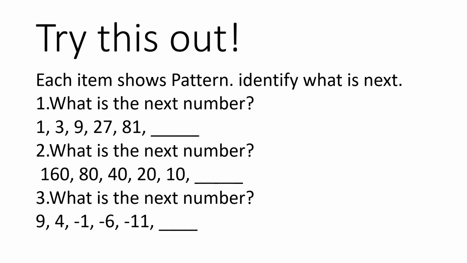Okay. So try this out. Okay, so in this activity you need to identify the pattern. You need to identify what is next. Example number 1. What is the next term? 1, 3, 9, 27, and 81. So as you can see here, you multiply the first term by 3 to obtain the next term. Say for instance, 1 times 3 is equal to 3. 3 times 3 is equal to 9. 9 times 3 is equal to 27, and 27 times 3 is equal to 81. And then next, 81 times 3 is equal to the next term.